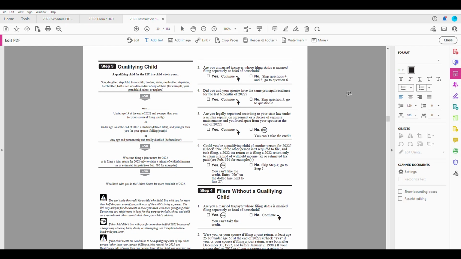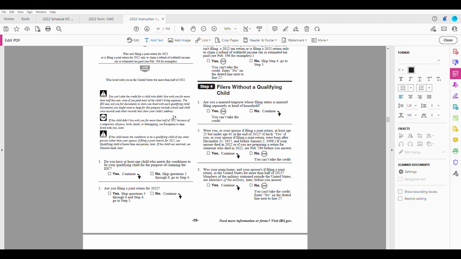Right now we're on step 3, determining your qualifying child. We went over this when we went over Schedule EIC, so I'm not going to go too in-depth here. Just know that this calculation is just determining if you have qualifying children for the year. We'll start with part 1 of this step. Do you have at least one child who meets the conditions to be your qualifying child? In this case, both Ben and Jill, as discussed earlier, would be considered qualifying children, so we mark yes here.